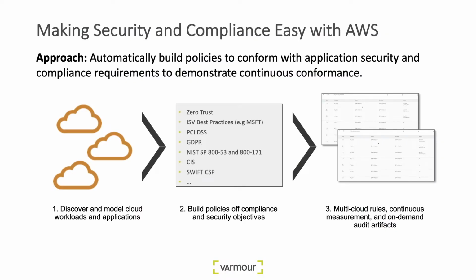As you know from other videos in this series, vArmour helps to provide governance and compliance to your multi-cloud environments, whether regulatory or self-imposed, and continuously measures to ensure conformance. This is done in 3 steps. Step 1. Discover and model your cloud workloads and applications. Step 2. Build policies based upon your security objectives and report on violation to these policies. Step 3. Program the native controls in your cloud environment to enforce the policies. Let's jump into the demo.